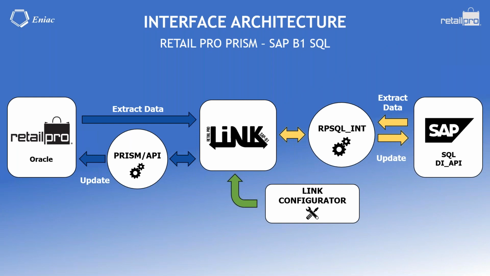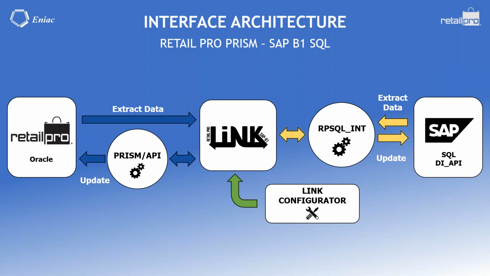Okay, if you have SQL, you see that the architecture is similar. The difference is that on the right side, in SAP, there is a special middleware for SQL called the DI API. But the rest of the architecture is the same. You have the link in the middle, which is a Windows service that has a module called the configurator, where you specify the documents you want to exchange and at what time you want to exchange. Then you have the interface that allows us to communicate with SAP using the DI API. And on the left you have the Prism APIs that allow us to communicate with the Retail Pro Oracle database and update it.